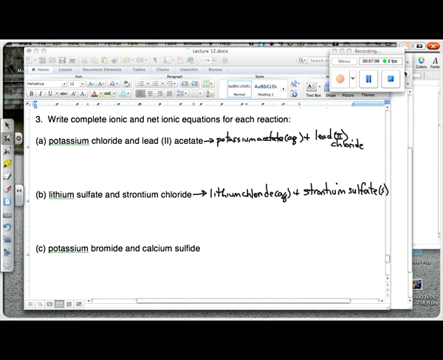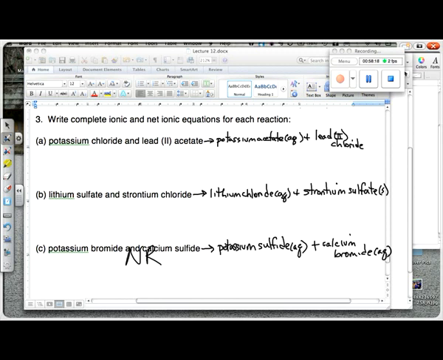Double checking the solubility rules on that. Yes, it is insoluble, top of your solubility rules on the right. Next one, potassium sulfide. Potassium compounds would be soluble. And it looks like we have a no reaction here, because this is aqueous and the calcium bromide is also aqueous. So we've got a no reaction for C. No reaction. Okay, so let's do these A and B.